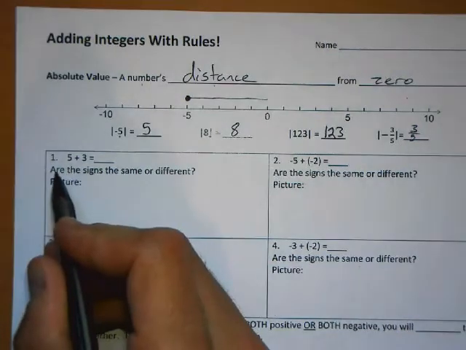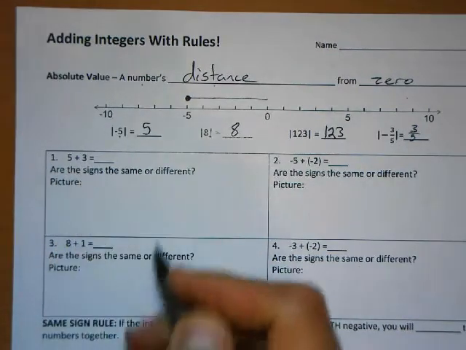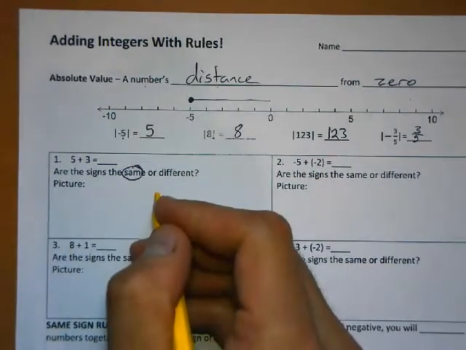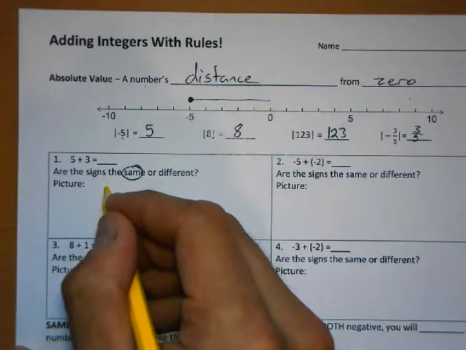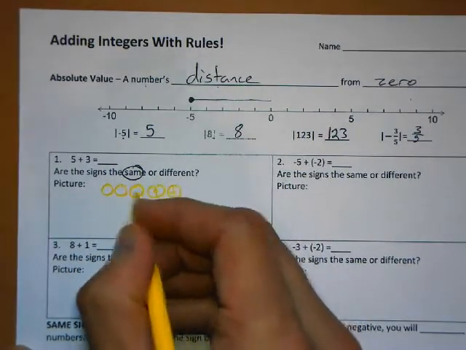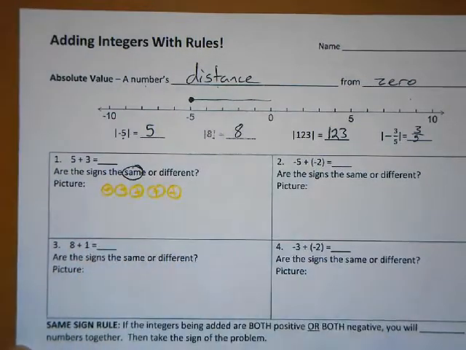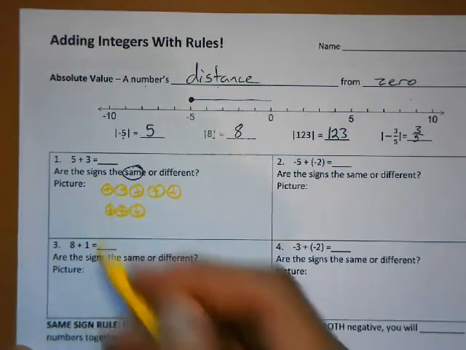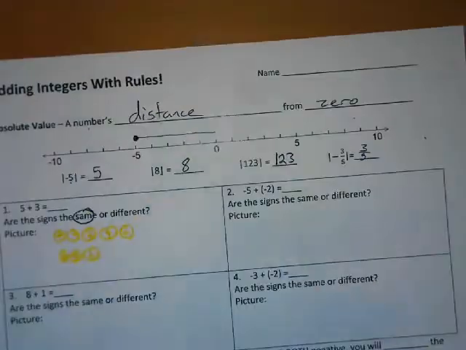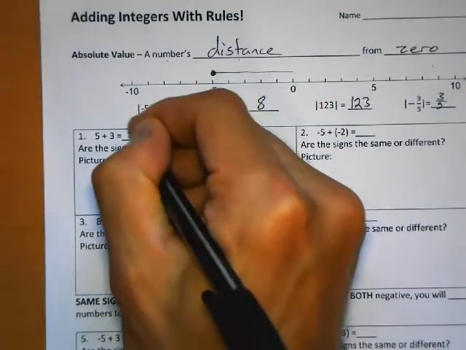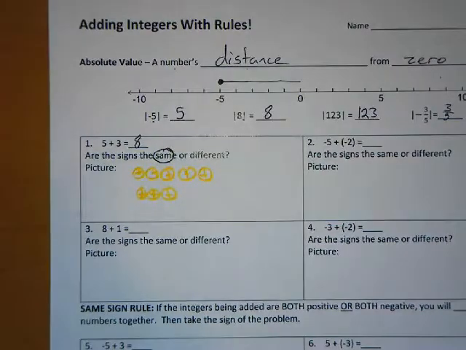Before we get started, let's actually answer this question. Are the signs of the numbers the same or different? Well, they're both positive, so they're the same. Let's see what happens when we draw a picture. 5 plus 3. I'm going to start with 5 positives. Don't forget to add a little plus in there to show that they're positives. And now I'm adding 3 more positives. Because they have the same sign, there's nothing to cancel out. So the sum is 8, because there are 8 positive chips.